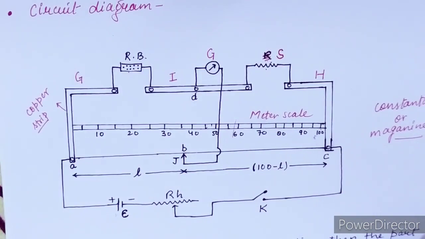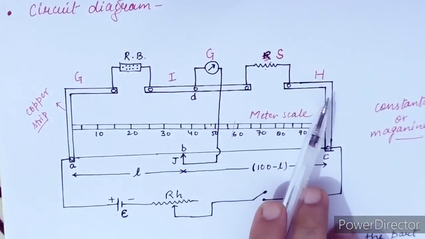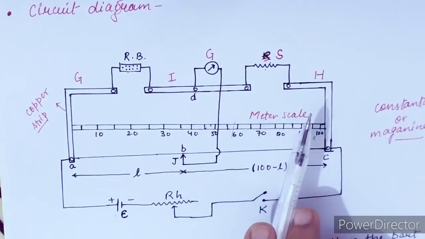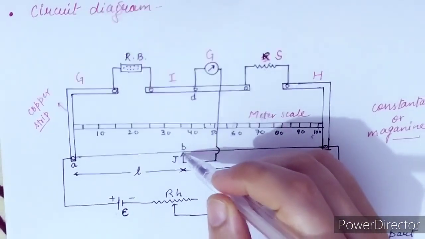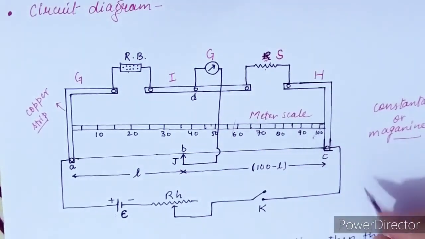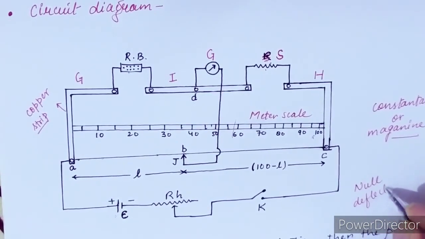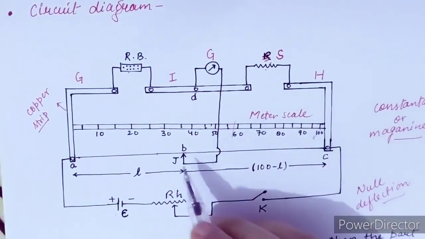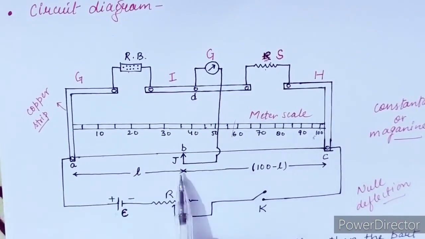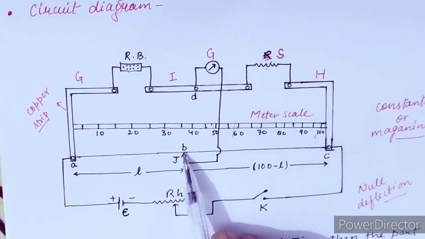Here in the theoretical, you have to just write all the things. Firstly, whether the connection is correct or not. Then put the jockey at a particular point. If the deflection is 0, that will be your null deflection. Null deflection means 0 deflection. At this time, this was your balancing length L, and the remaining one is your 100 minus L. It means here the position B is your balance condition of the Wheatstone bridge.